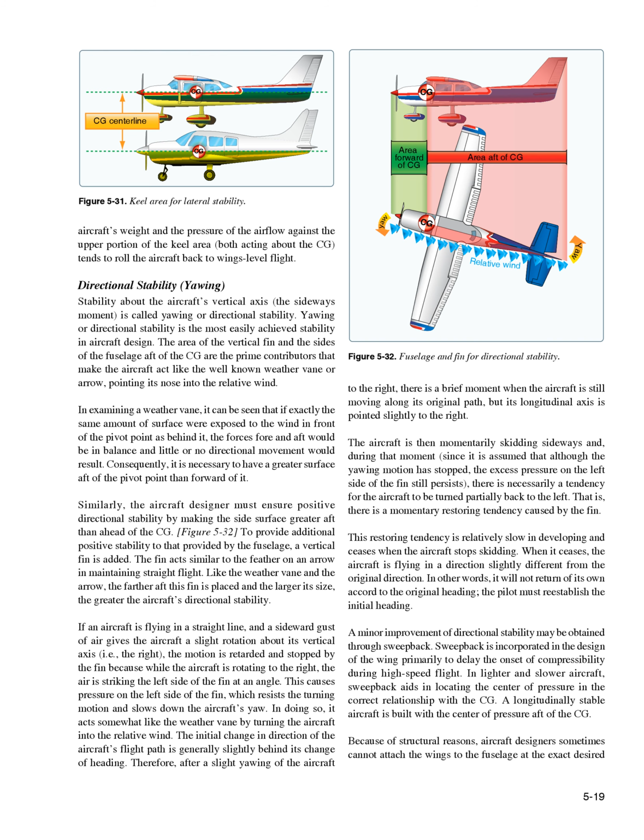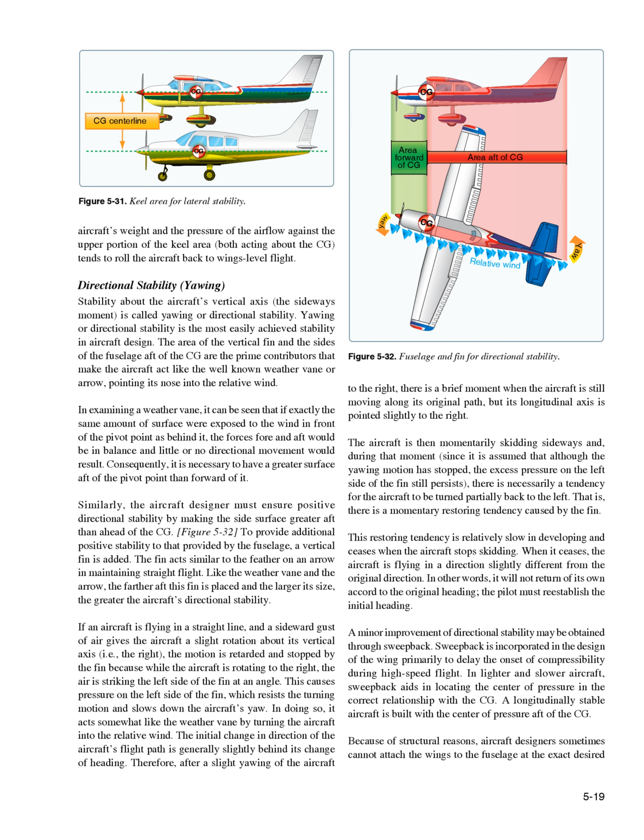If an aircraft is flying in a straight line, and a sideward gust of air gives the aircraft a slight rotation about its vertical axis, i.e., to the right, the motion is retarded and stopped by the fin because while the aircraft is rotating to the right, the air is striking the left side of the fin at an angle. This causes pressure on the left side of the fin, which resists the turning motion and slows down the aircraft's yaw. In doing so, it acts somewhat like the weather vane by turning the aircraft into the relative wind.